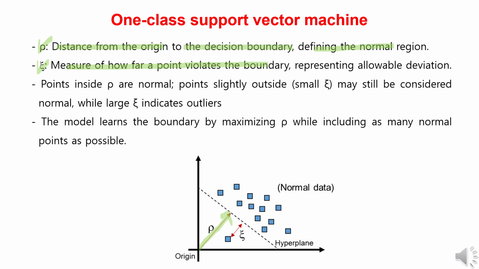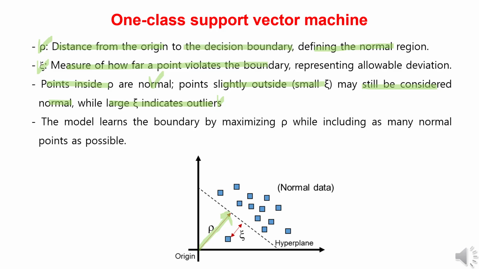If a data point is located inside the boundary, it's considered normal data. Even if a data point is located outside the boundary, if its xi value is small, it's judged to have only slightly crossed the boundary and may still be tolerated as normal data. Conversely, if xi is large, the data point is considered to have strayed significantly past the boundary and is likely to be classified as an outlier.